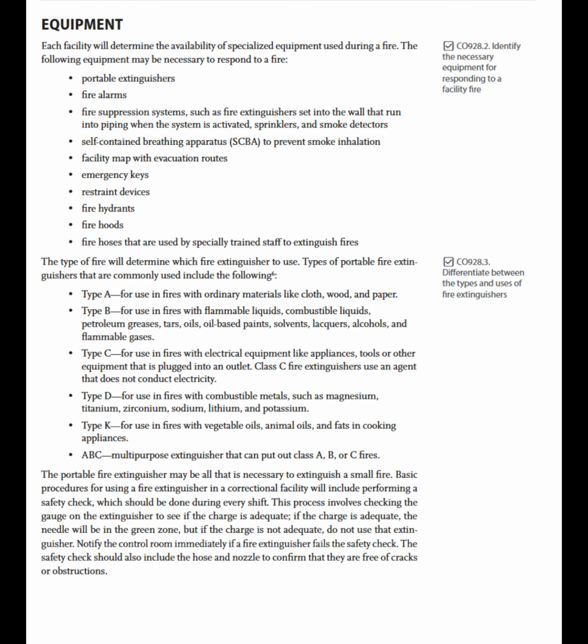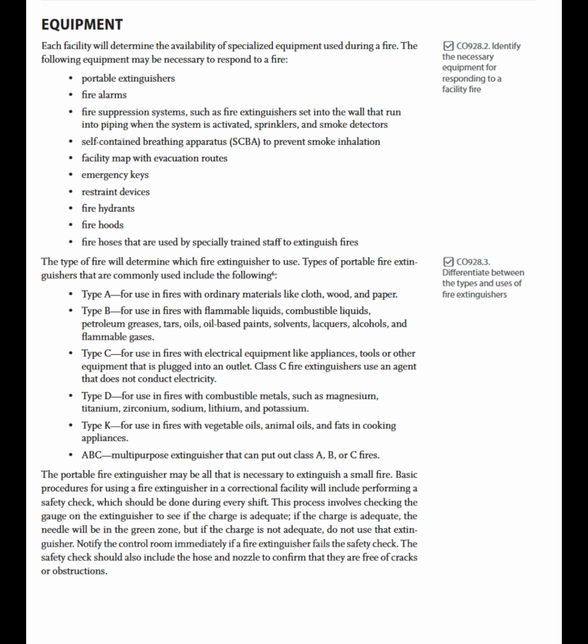The type of fire will determine which fire extinguisher to use. Types of portable fire extinguishers that are commonly used include the following. Differentiate between the types and uses of fire extinguishers. Type A, for use in fires with ordinary materials like cloth, wood, and paper. Type B, for use in fires with flammable liquids, combustible liquids, petroleum greases, tars, oils, oil-based paints, solvents, lacquers, alcohols, and flammable gases.